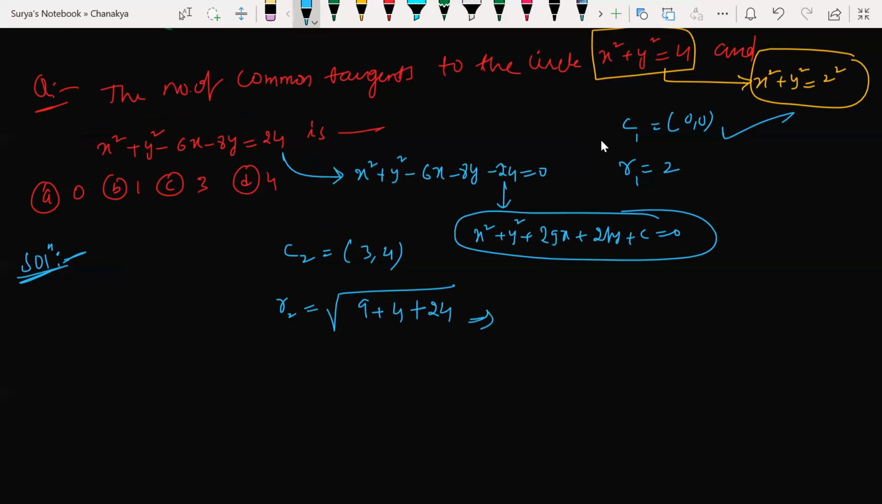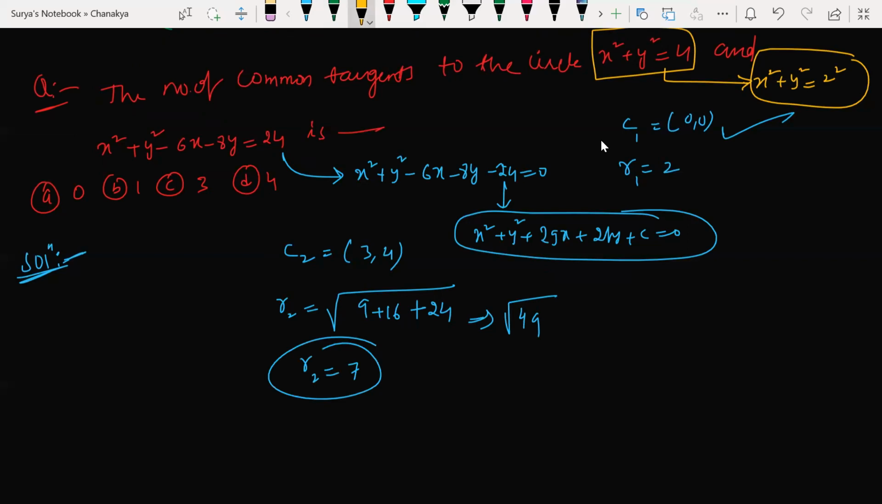So 9 plus 16 plus 24. 3 square is 9, 4 square is 16. So how much? 49. Am I correct? So R2 value is what? 7 here. Getting my point, people?